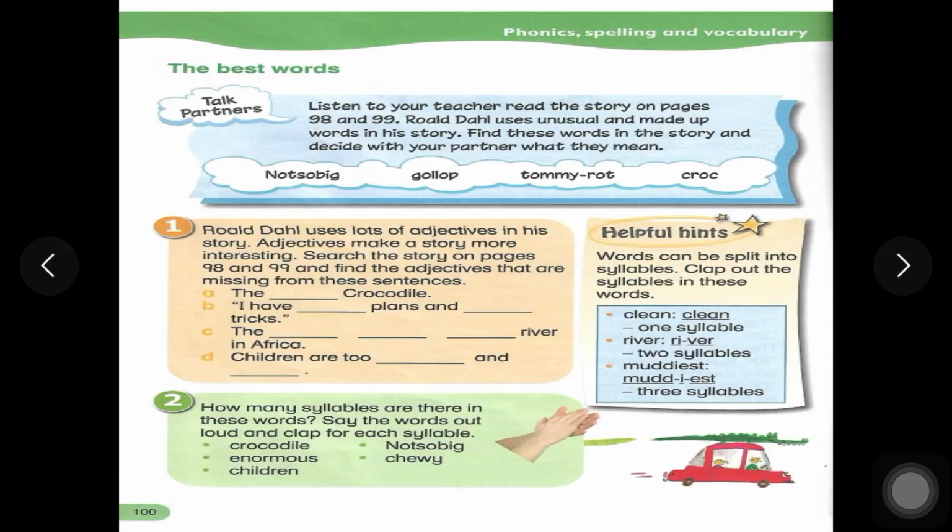River. Clap your hands, river. It has 2 syllables. Muddiest. 3 syllables. Now we are going to see these words. I'm not going to split them. You're going to do it on your own. Crocodile, not so big, enormous, chewy, children. Now I want you to pause the video and think of these syllables, and then play it again to check your answer.